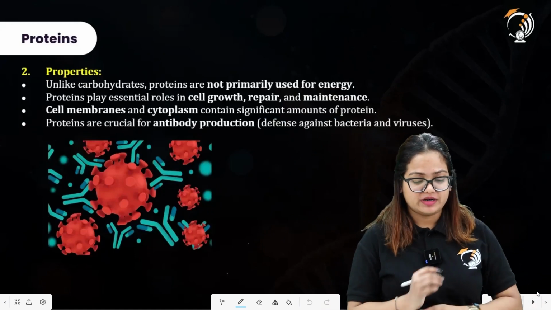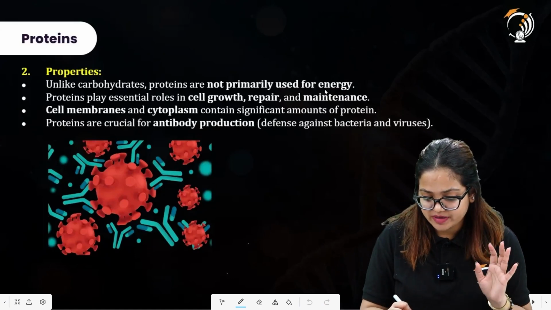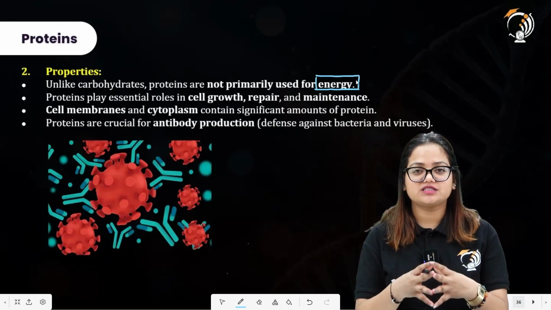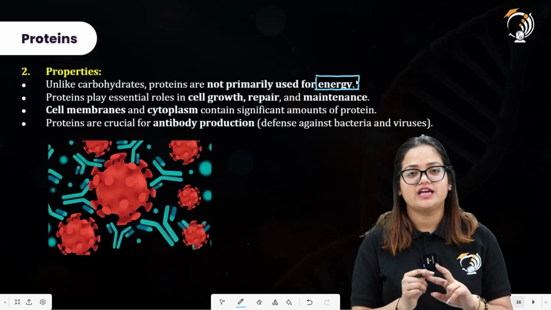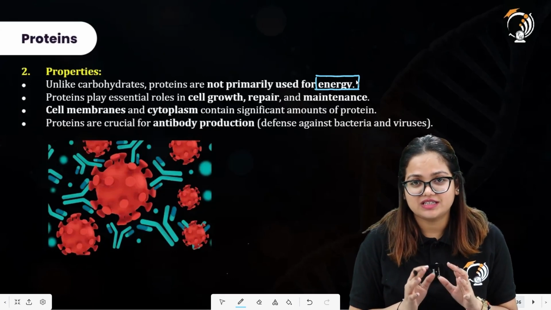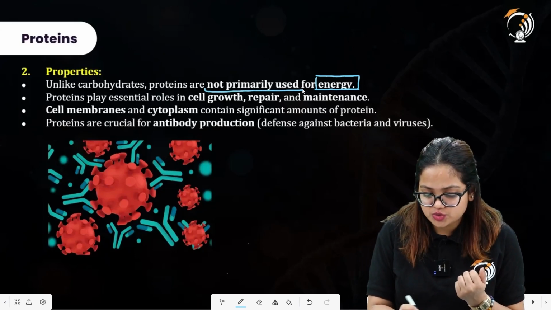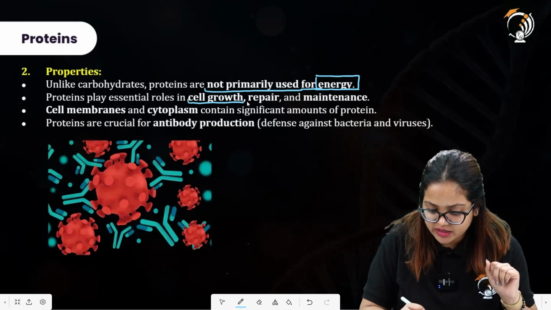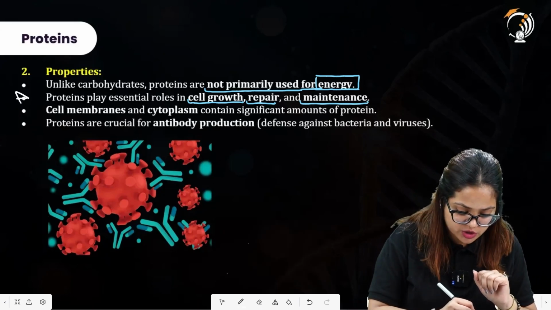All right. Here we have another property. Unlike carbohydrates, proteins are not primarily used for energy. So they are not basically providing us energy. If we talk about the source of energy in our food, basically we will talk first about the carbohydrates. Then second, the fat, and the proteins are not likely the energy providing components, basically not primarily used to provide energy. Protein plays essential roles in cell growth, repair, and maintenance. So this is the important feature of the protein molecule over here.